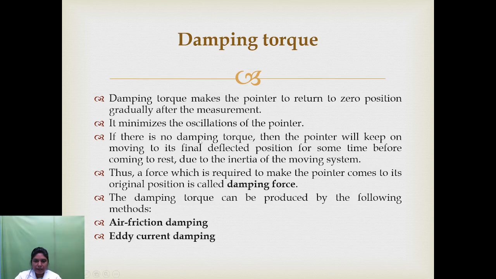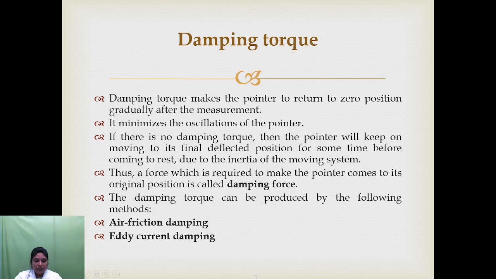So next is the damping torque. What is damping torque? Damping torque makes the pointer return to the zero position gradually after the measurement. So it minimizes the oscillations of the pointer. It is provided in order to bring the pointer to rest within a short period. Here we have three types of damping: one is under damping, the next is critical damping, and another one is over damping.